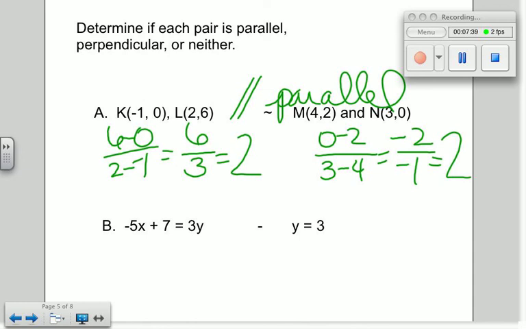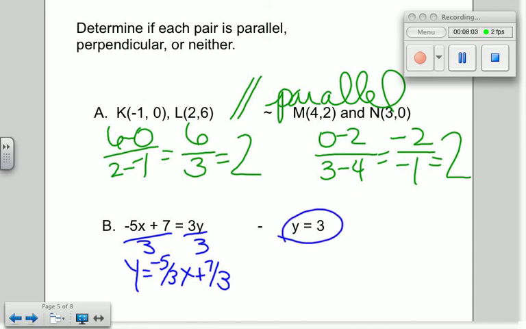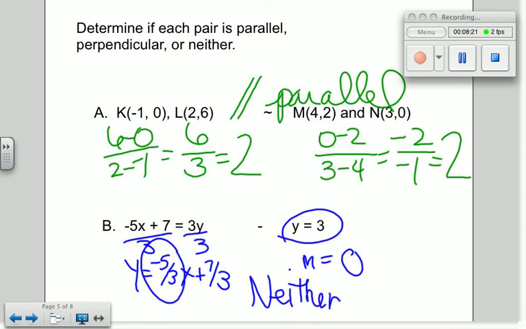Now for the second one, you're given equations for the lines. In this one you need to make sure they're in slope-intercept form. For this one, all we need to do is divide by 3. We get y equals negative 5/3 x plus 7/3. And here, remember this is one of our special lines, y equals 3. So the slope here is 0. If we compare negative 5/3 and 0, they're not the same, and they're not flopposites, so the answer is neither. These lines are neither parallel nor perpendicular.